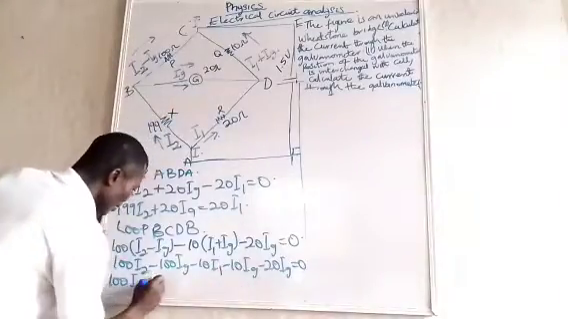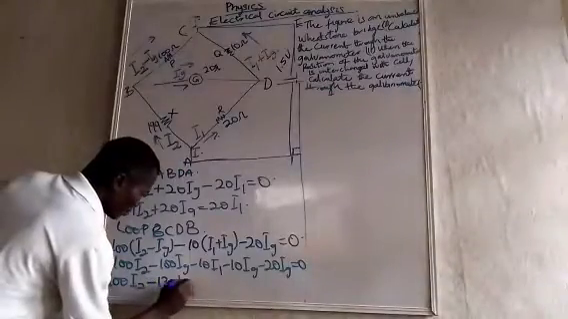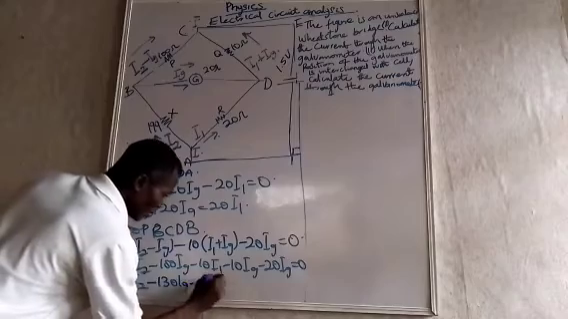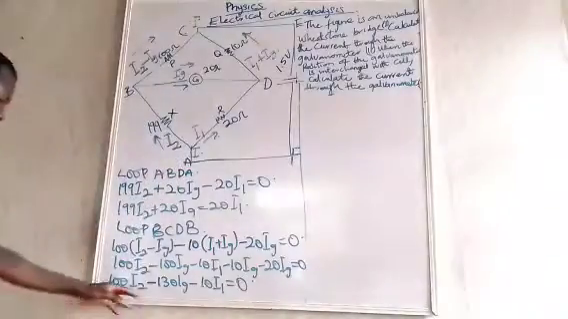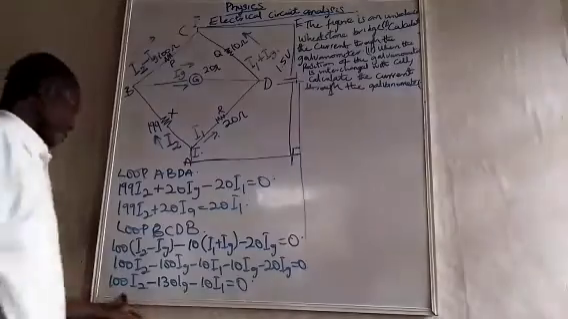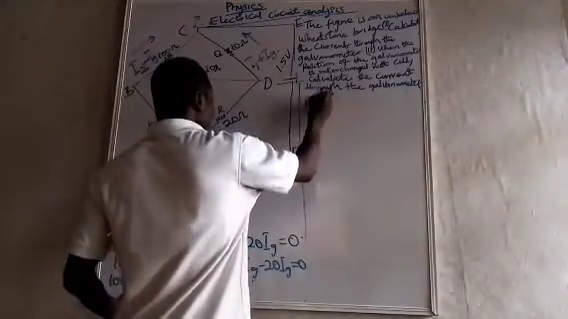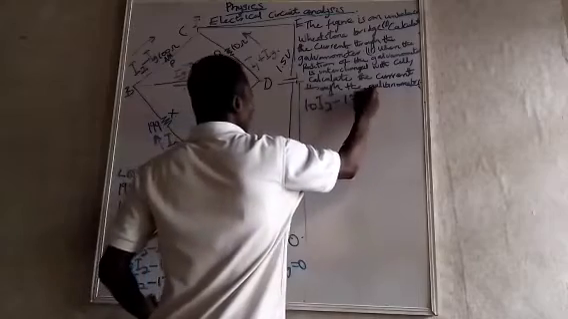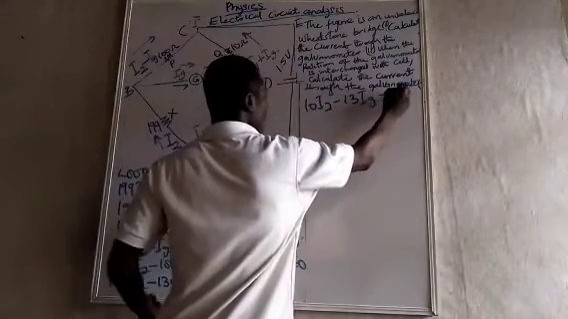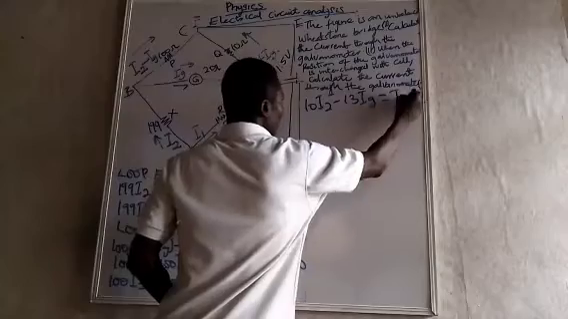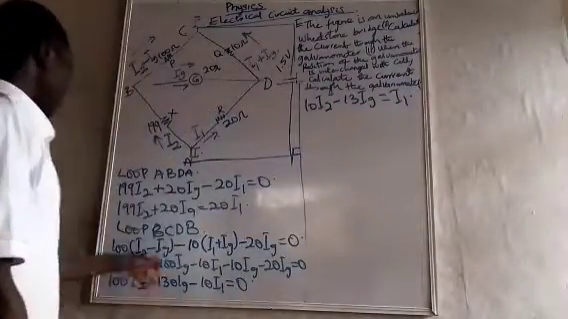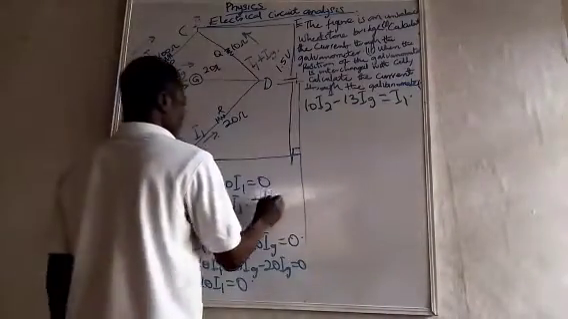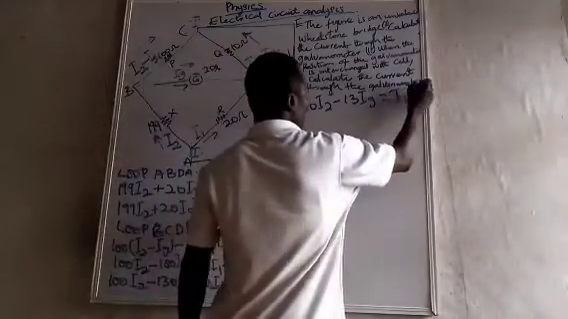So you can now say 100 I2 minus 130 IG minus 10 I1 equals 0. So let me divide through by 10. I can now say 10 I2 minus 13 IG is equal to I1. So let me name it like this. This is equation 1, equation 2.